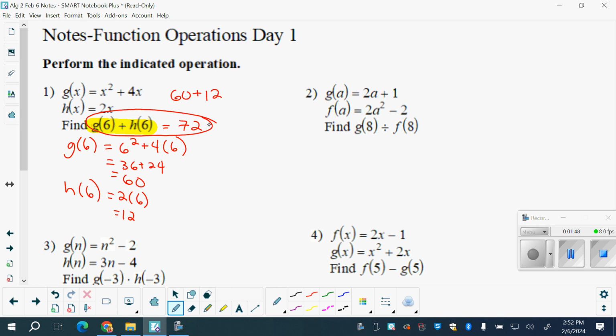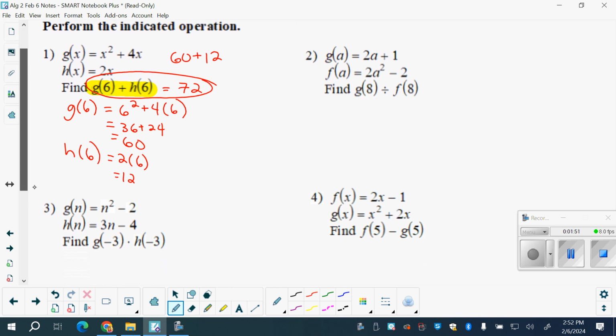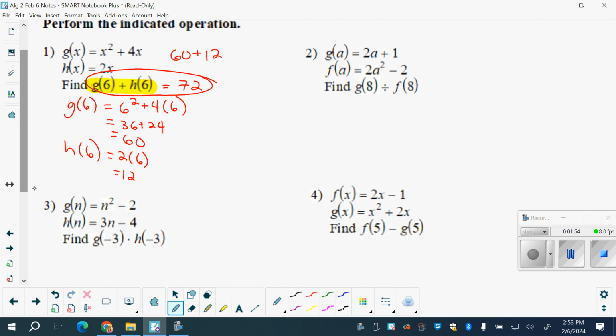Okay, now we're going to find g of 8 divided by f of 8. So our g of 8, substituting the 8 into the x, would be 2 multiplied by 8 plus 1. 16 plus 1, or 17. And then the f of 8, 2 times 8 squared minus 2.